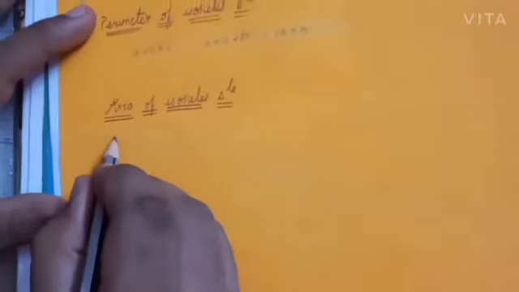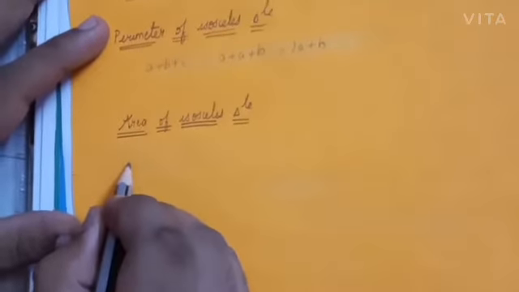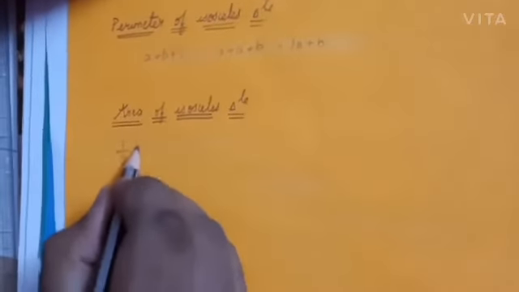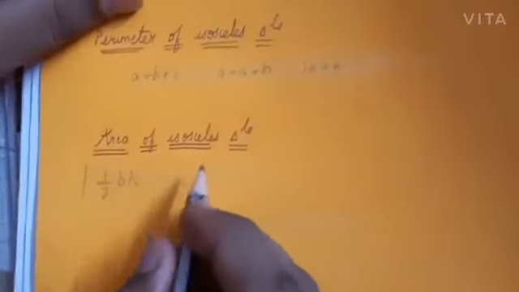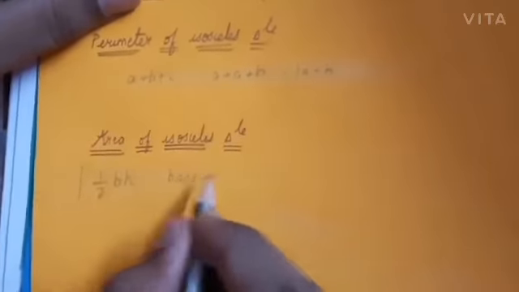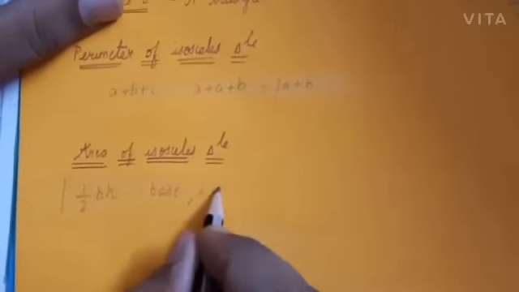I think you might have learned in the 9th class that the area of the isosceles triangle is half BH, right? So B is nothing but the base of the triangle and H is nothing but the height of the triangle, right? So if you have the values of the base and height, you can find the area of the isosceles triangle.